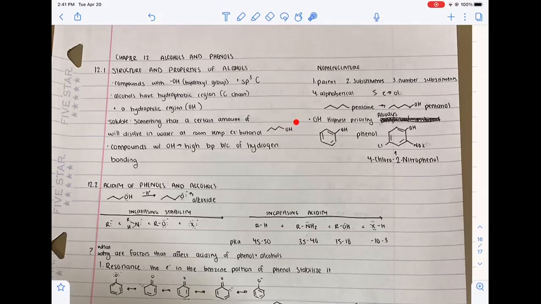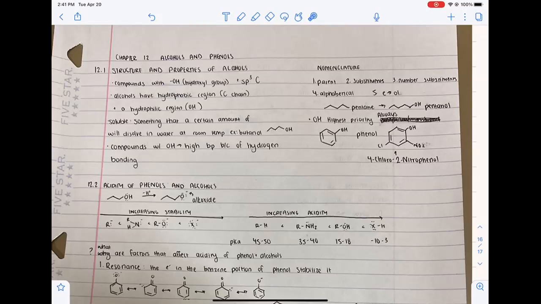We know that something that is soluble is when there's a certain amount of something that will dissolve in water at room temperature. For example, butanol is a soluble compound. We know that the shorter the carbon chain, the more miscible it's going to be. So it's going to be a little bit easier to dissolve, just because that OH is really what's giving it its hydrophilic properties. But anyways, that's not really too important for your exam.